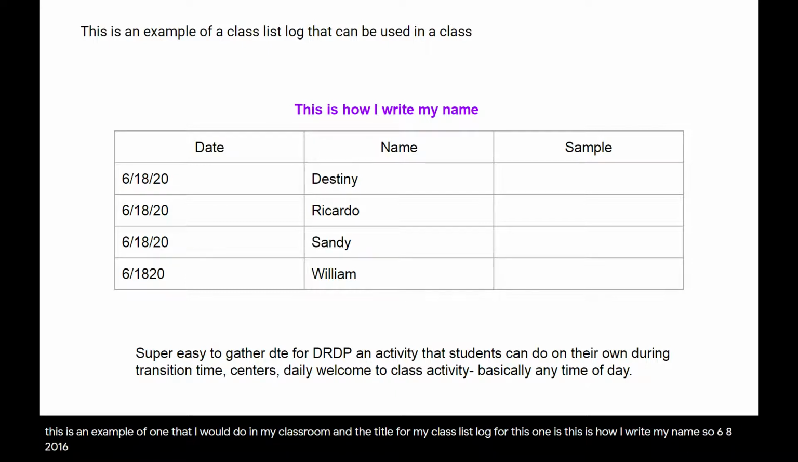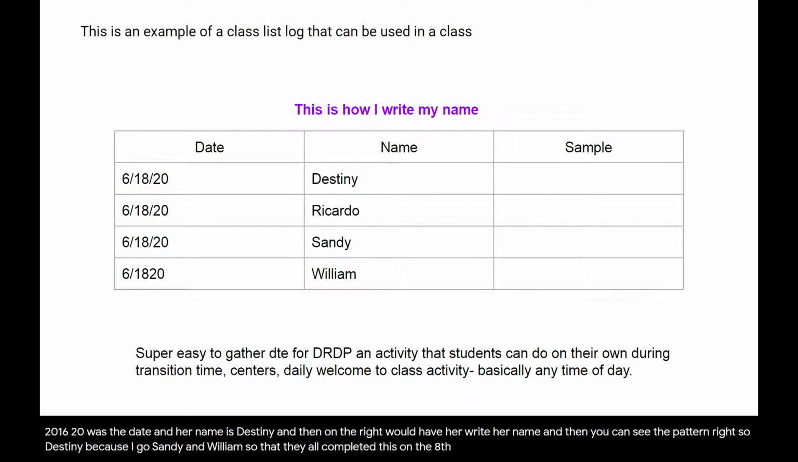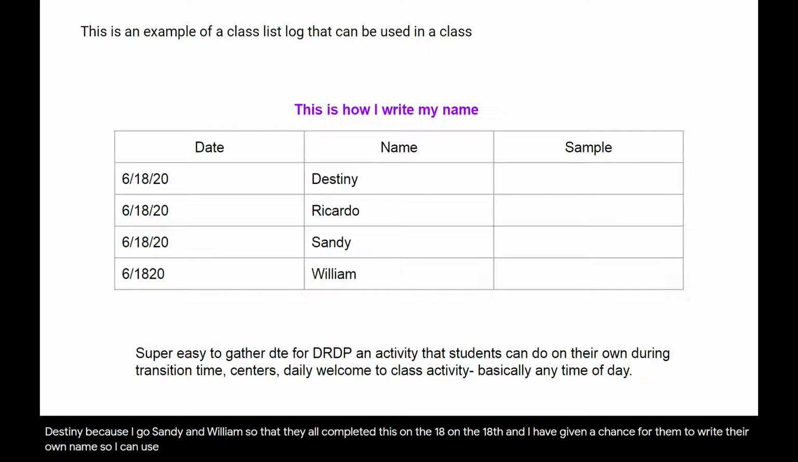6/18/20 was the date, and her name is Destiny. And then on the right, I would have her write her name. And then you can see the pattern, right? So Destiny, Ricardo, Sandy, and William. So they all completed this on the 18th, and I have given a chance for them to write their own name. So I can use this as pieces of evidence. I can file them away in their portfolio. I can use them for DRDPs, and of course, develop activities that will strengthen those skills.